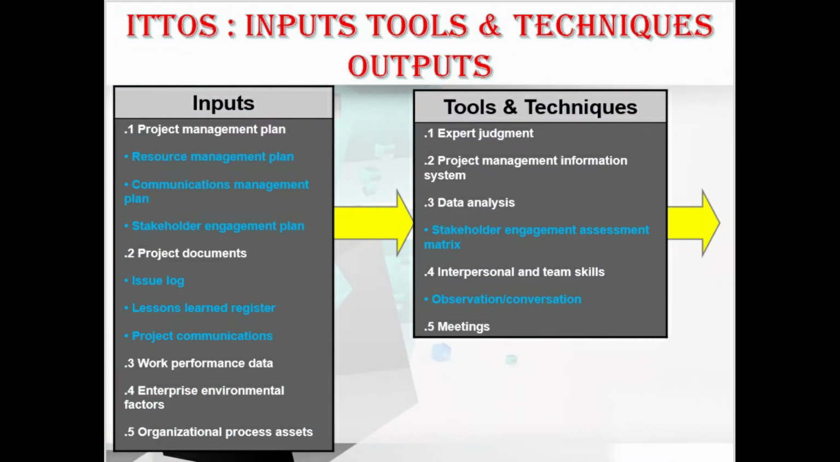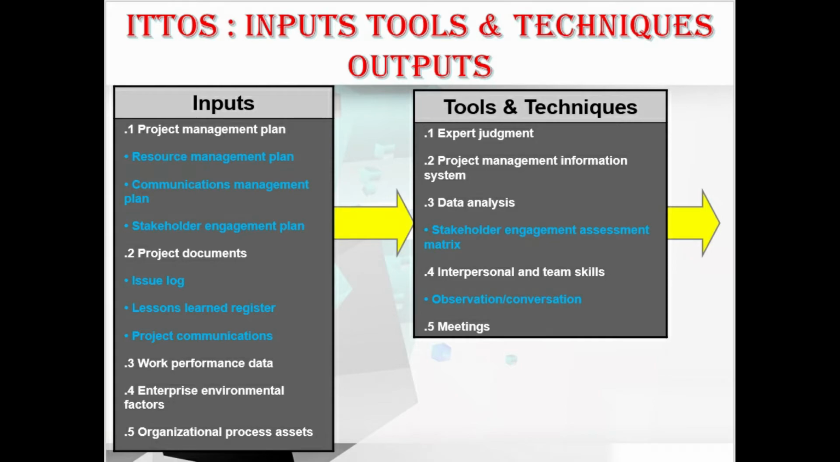In inputs, we have the project management plan, which consists of the resource management plan, communication management plan and the stakeholder engagement plan. And coming to the project documents, we have the issue log, lessons learned register, project communications. And then third input, we have the work performance data. And also we have the enterprise environmental factors and the organizational process assets. And coming to tools and techniques, we have the expert judgment, the project management information system, that is PMIS, the data analysis technique, which consists of the stakeholder engagement assessment matrix, and we have the interpersonal and team skills, which includes observation and conversation. And also we have the meetings.